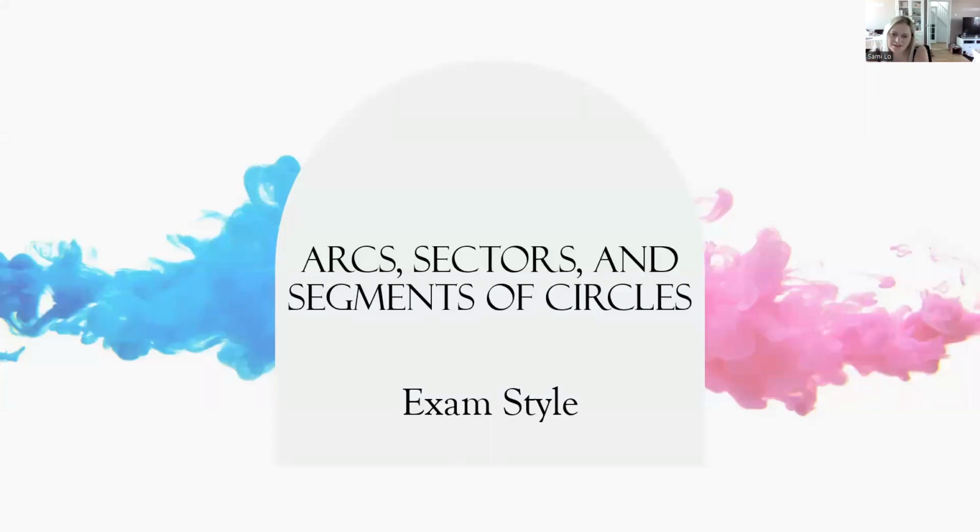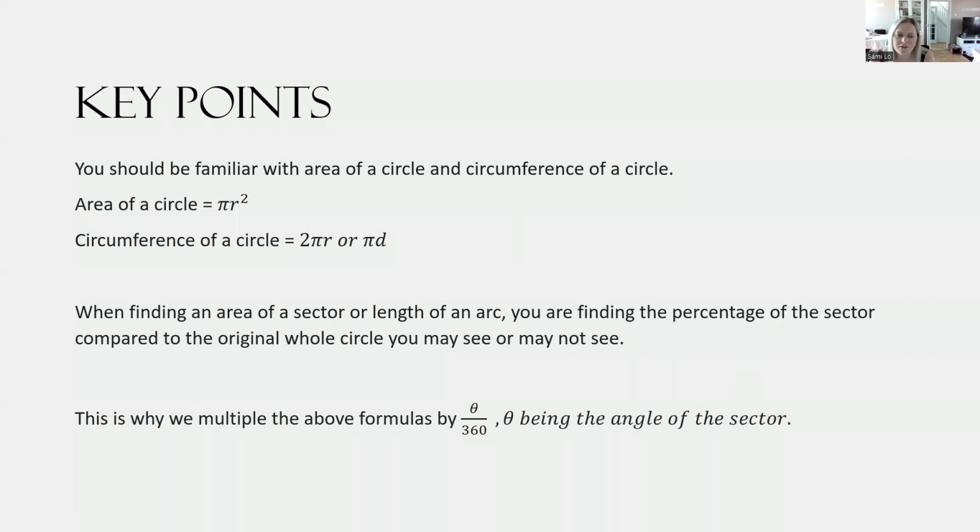This video is about arcs, sectors, and segments of a circle. Okay, so we've got area of a circle, which is pi r squared, and we've also got circumference of a circle, which has two formulas, but they are essentially the same because 2 lots of the radius is the same as the diameter. So it's just your preference which one you want to use.